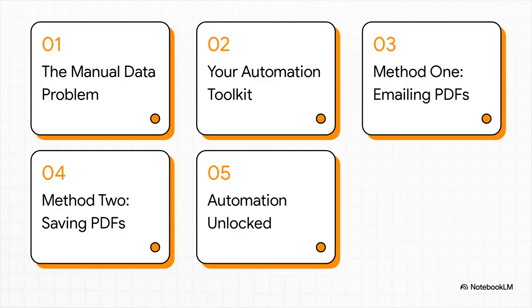All right, so here's our game plan. First, we'll quickly go over the tools you'll need. Then we're going to dive into two really powerful ways to do this. One is perfect for emailing PDFs, and the other is great for saving and archiving them. And then, at the end, we'll talk about what you've really gained once you've unlocked this automation.